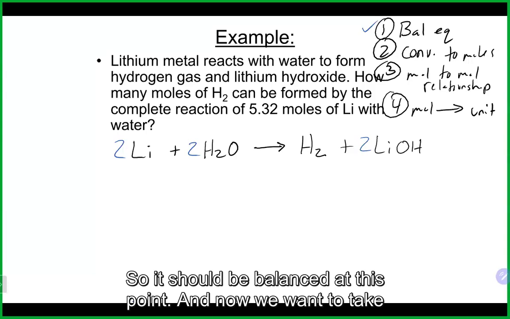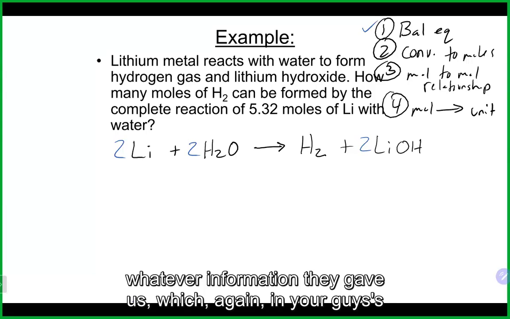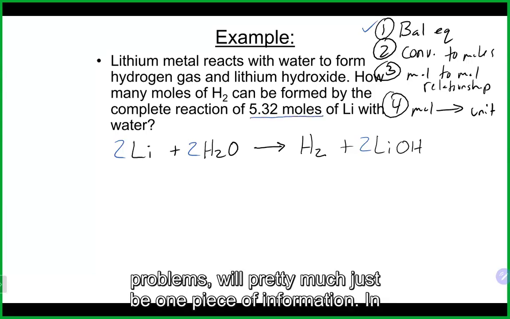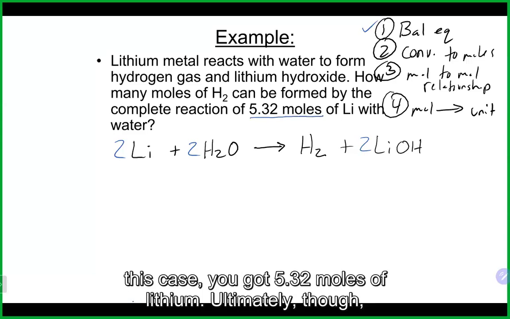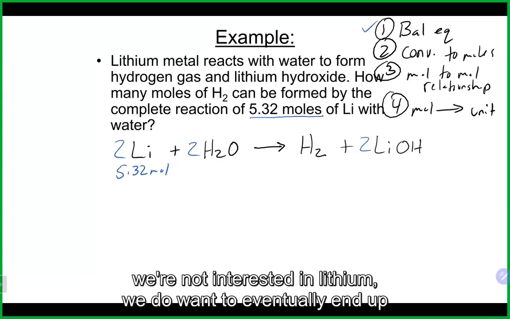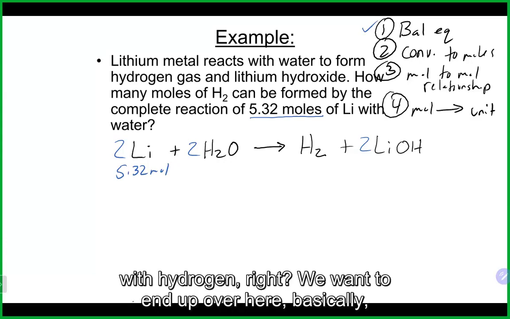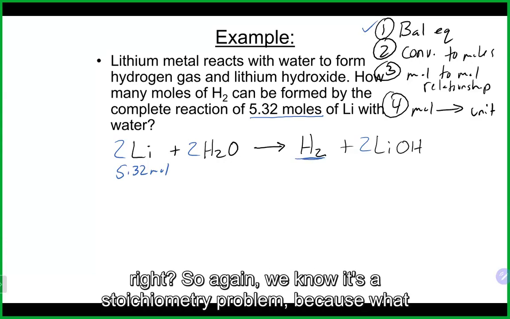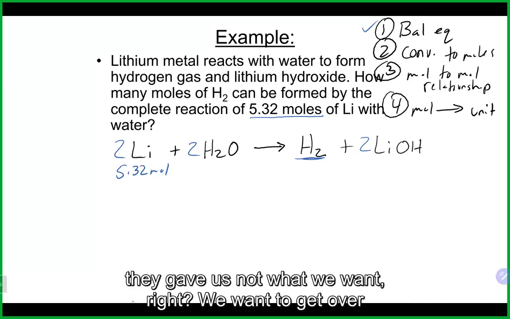And now we want to take whatever information they gave us, which in your problems will pretty much just be one piece of information. And in this case, you got 5.32 moles of lithium. Ultimately, though, we're not interested in lithium. We do want to eventually end up with hydrogen, right? We want to end up over here, basically. So we know it's a stoichiometry problem because what they gave us is not what we want. We want to get over there.